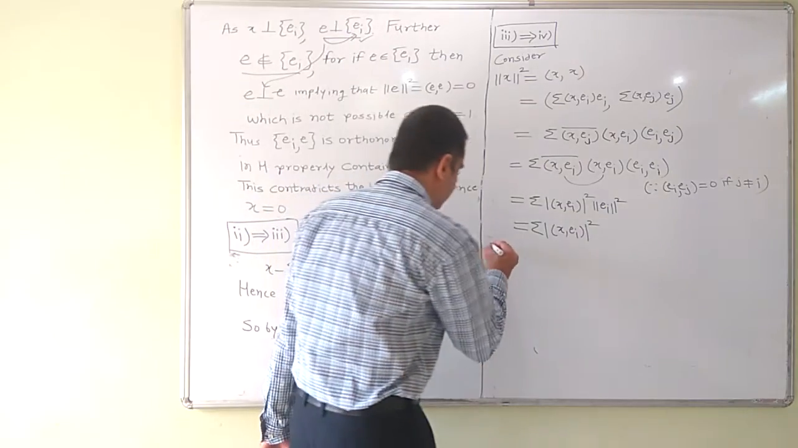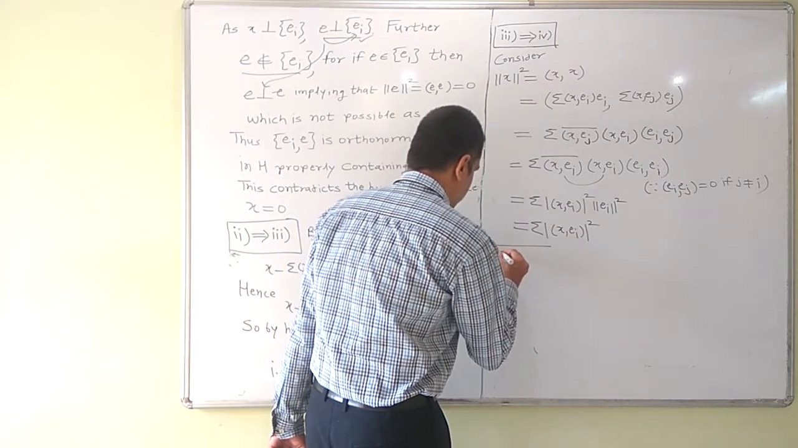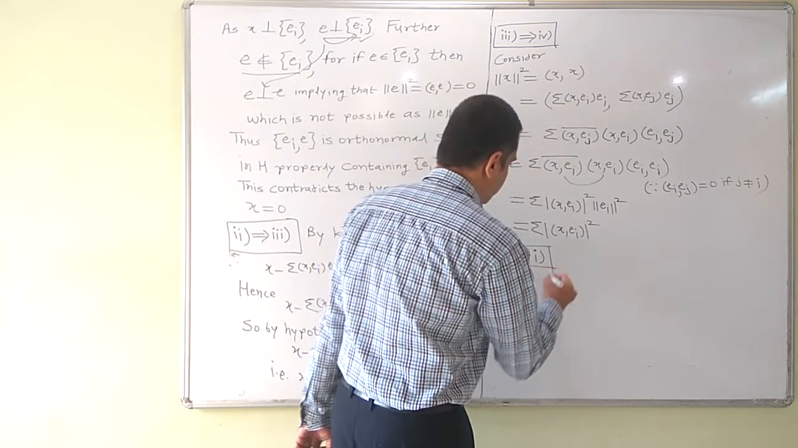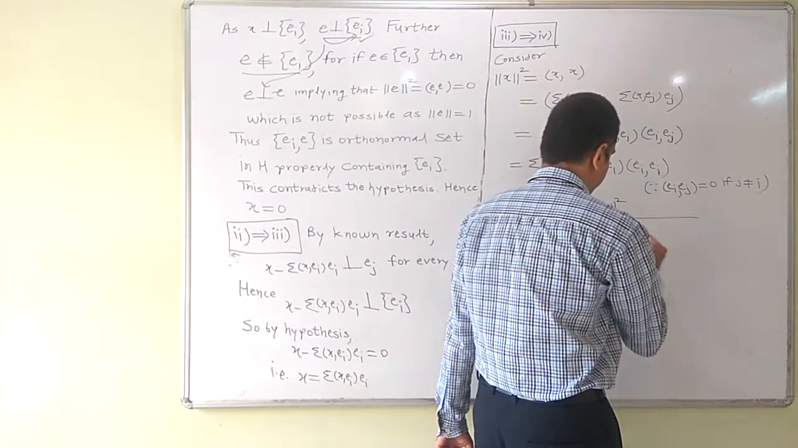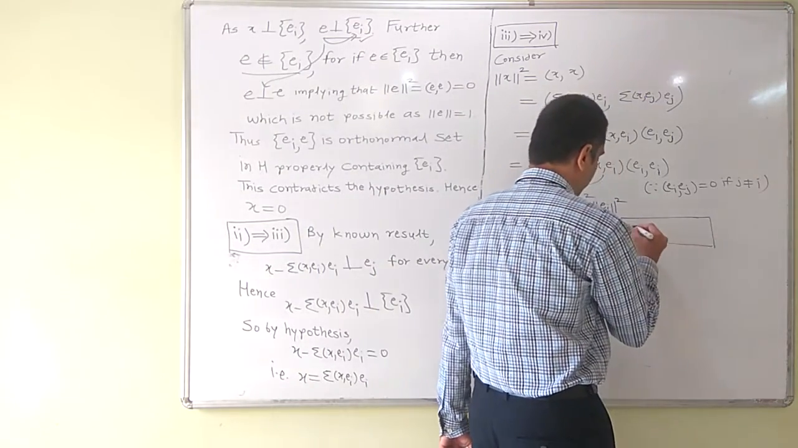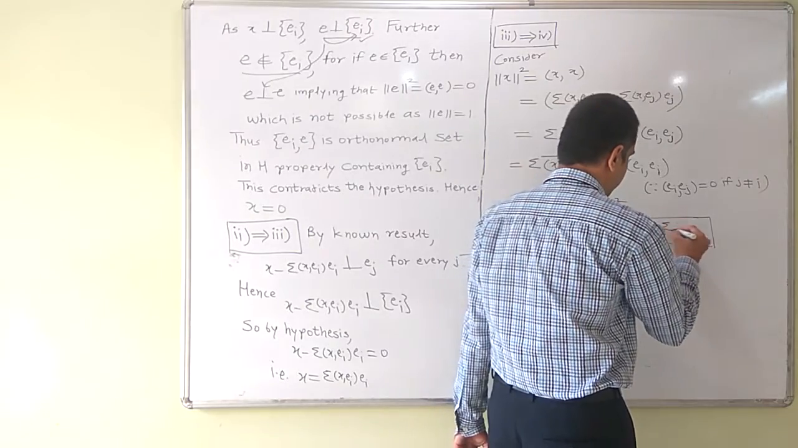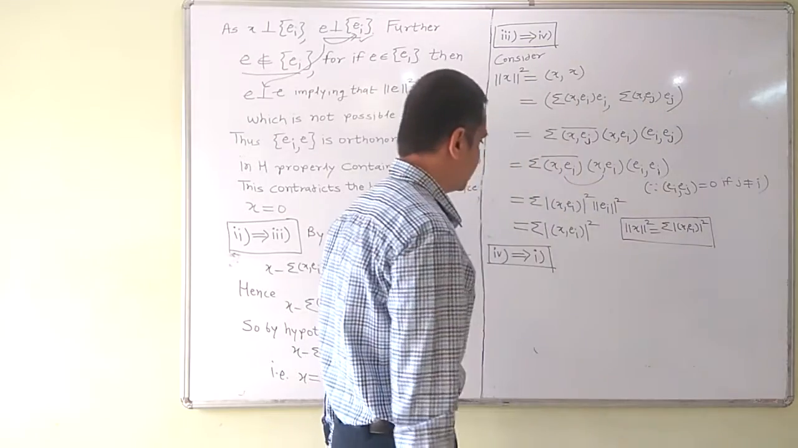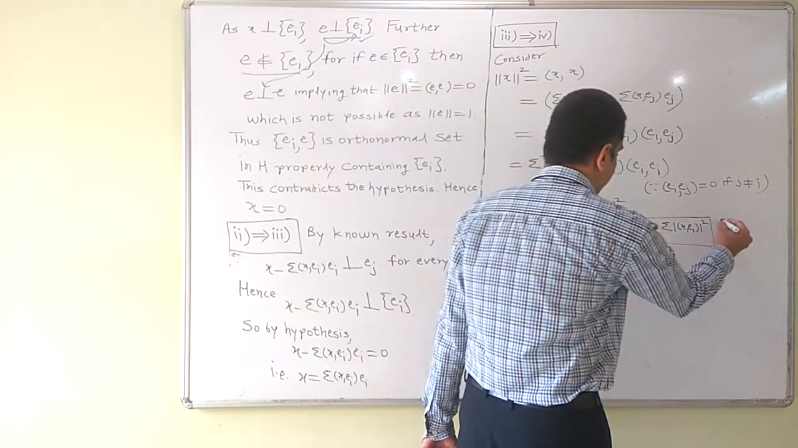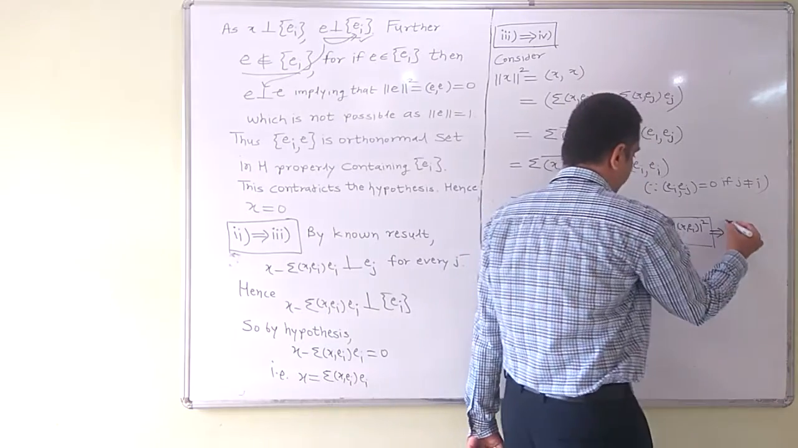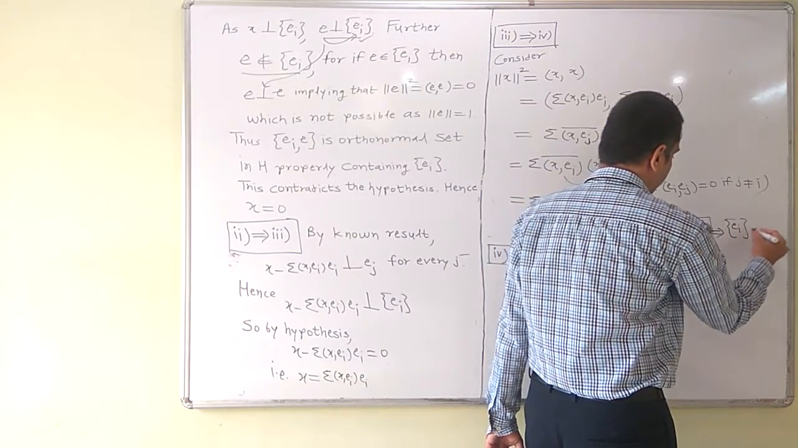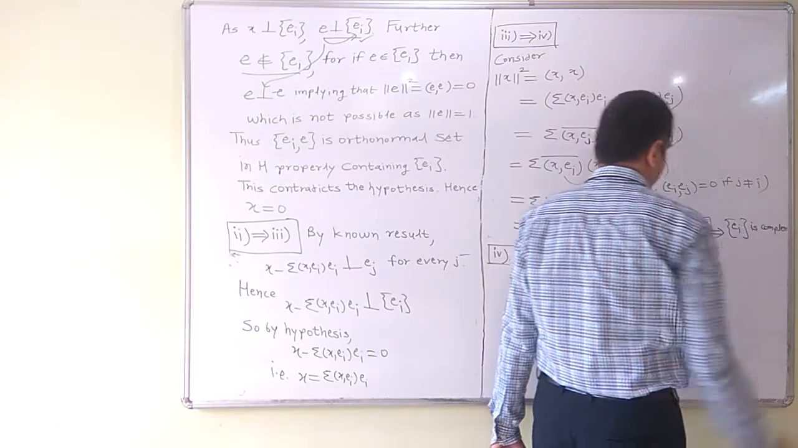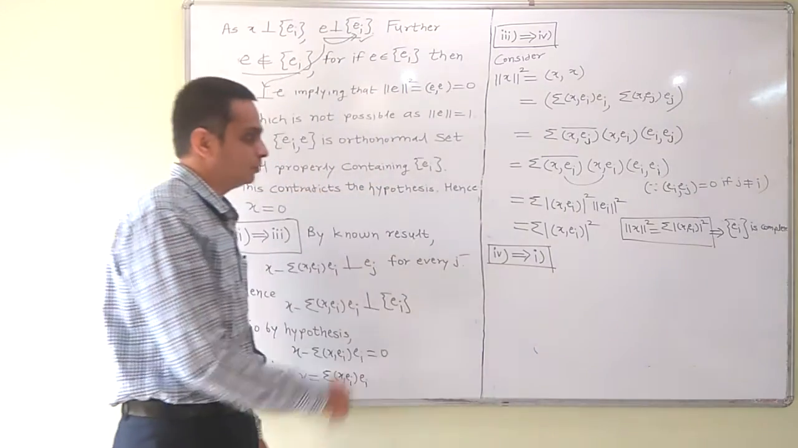Finally, we will prove that fourth implies first. So what is the fourth statement? The fourth statement is this, which we have proved just now: norm of x square equals summation mod x ei square. And what is the first statement? The first statement is that ei is complete. This is a complete orthonormal set. So ei is a complete orthonormal set, that is, it is a basis. This is what we have to prove. Fourth implies first.